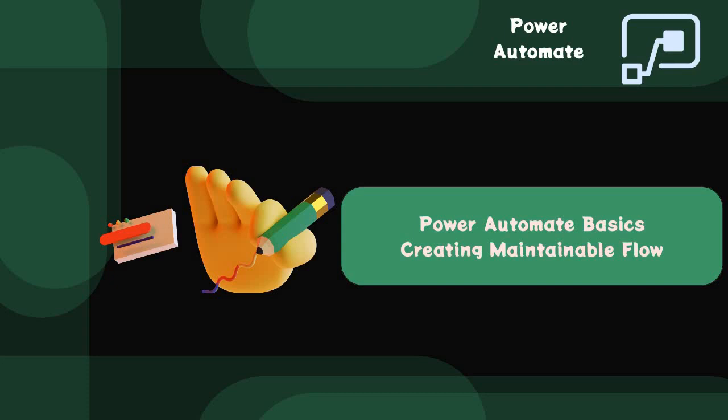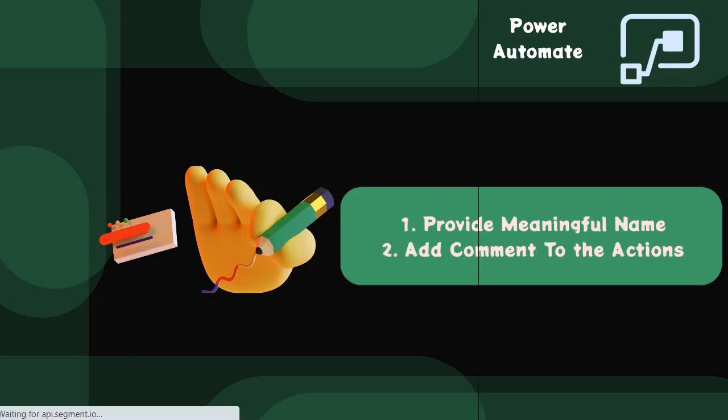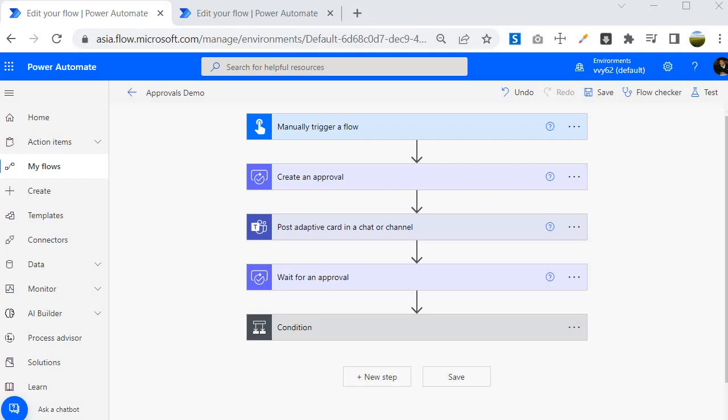To create the maintainable flow, you have to do two things. First, you have to provide a meaningful name, and you also have to specify a comment for each of the actions which you are using. So what I mean to say is, let's jump into the Power Automate portal and look into this. So guys, I am inside the Power Automate portal, and over here I have opened an example of the approval flow, which is based on a manual trigger.